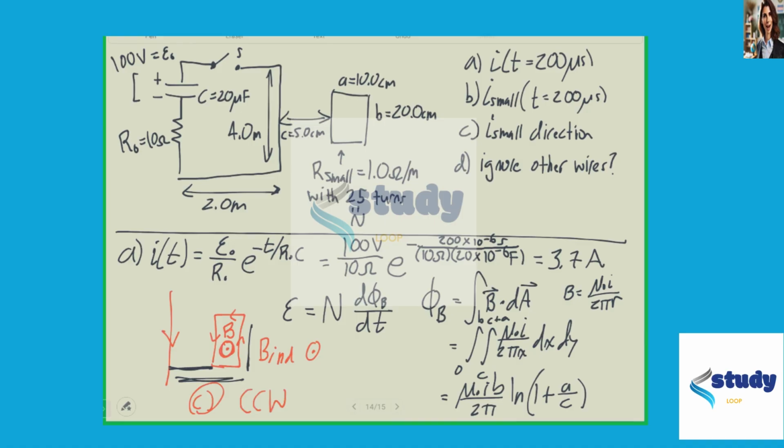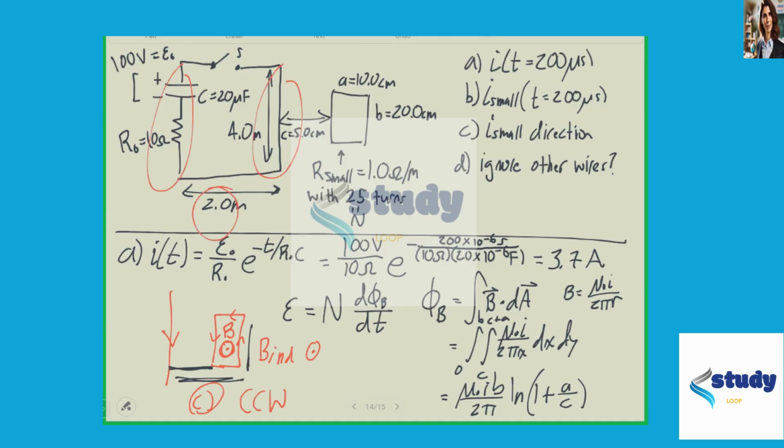And then finally for D, the question is basically, why can we ignore these other wires? And the answer is that the wire that's going to have the biggest contribution is by far going to be this wire, because if you look at the distances involved, this wire is much closer than this wire, right?